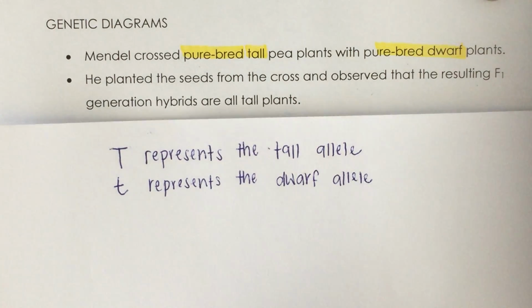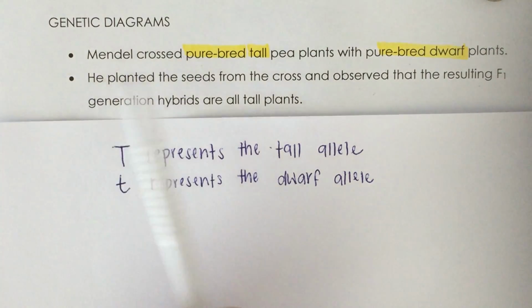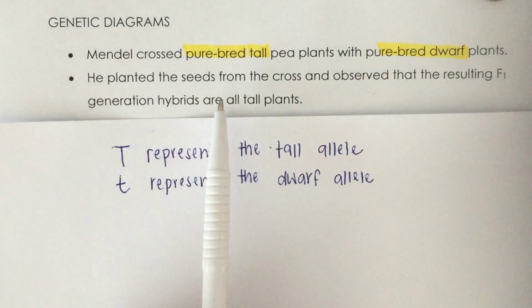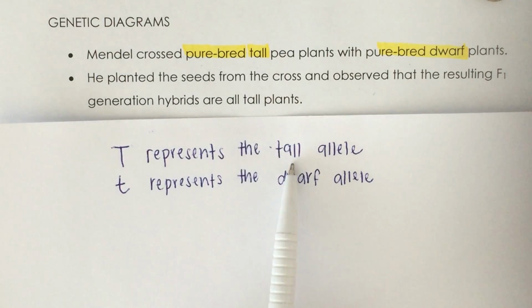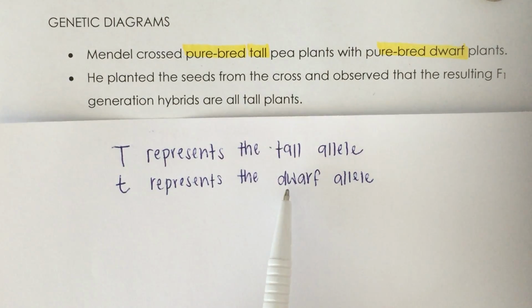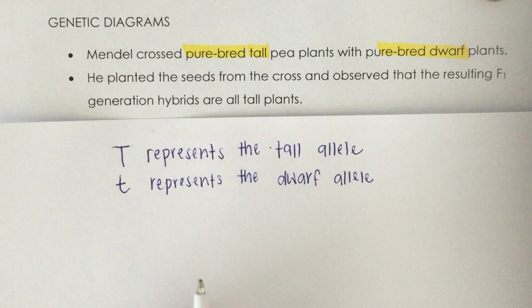In this video, you will learn how to construct the genetic diagram. So in this case, he observed that the resulting F1 generations are all tall plants. So you can infer that the tall allele is the dominant allele, and the dwarf allele is the recessive allele. So with that, you can proceed to construct the genetic diagram.